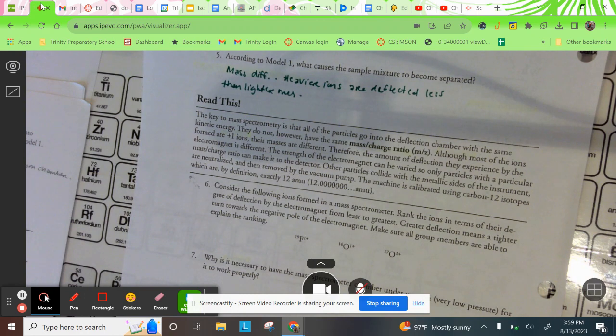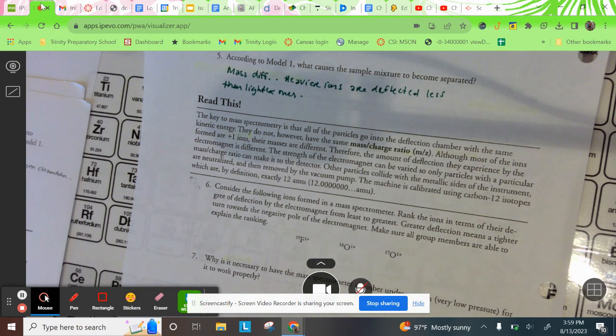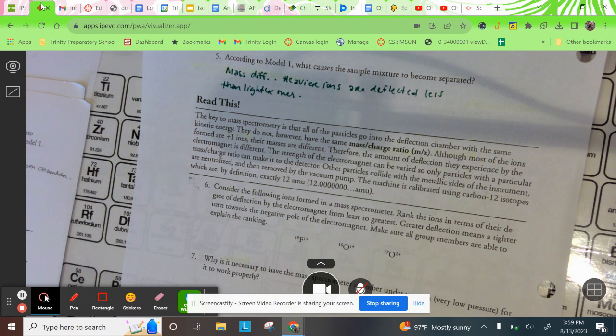Consider the following ions formed in a mass spectrometer. Rank the ions in terms of their degree of deflection by the electromagnet from least to greatest. Greater deflection means a tighter turn towards the magnetic pole or negative pole of the electromagnet. Make sure all group members are able to explain the ranking. So take a minute, pause it, see if you can do this.